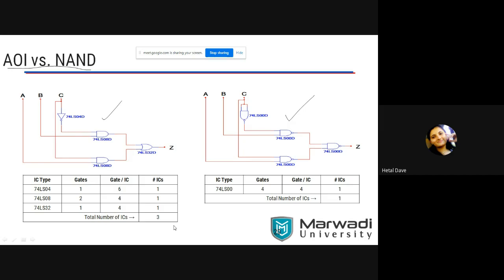Still, most of the gates are unused. We can see from this table, most of the gates are unused. So this is not maximum utilization of the given gates.